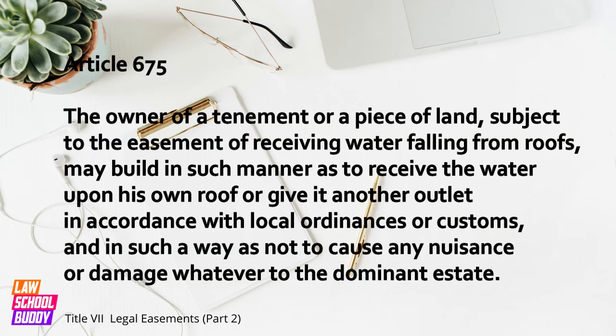Article 675. The owner of a tenement or a piece of land, subject to the easement of receiving water falling from roofs, may build in such manner as to receive the water upon his own roof, or give it another outlet in accordance with local ordinances or customs, and in such a way as not to cause any nuisance or damage whatever to the dominant estate.